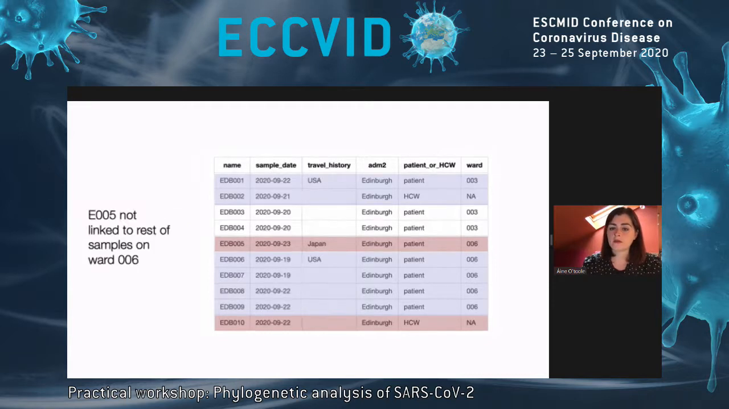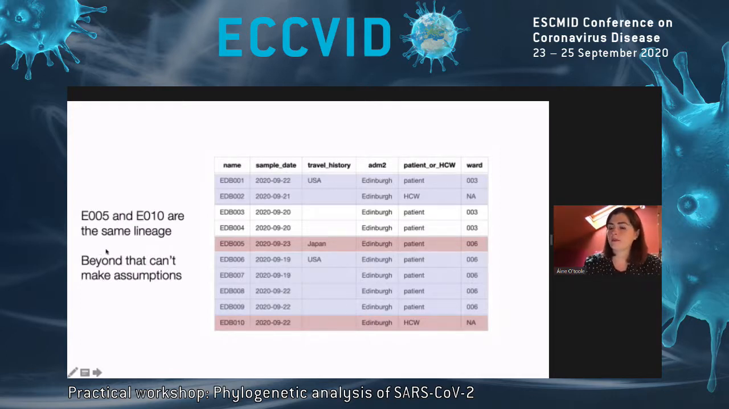So simple, but we can see that sample E5 here, which is in ward 6 with the rest of these samples. You may be tempted by the metadata to imagine that this is all one linked outbreak, but very straightforward, we can see that sample 5 is actually a different lineage, so it would have a different source of infection. Sample 5 and 10 are the same lineage, but beyond that we can't make assumptions without additional information.